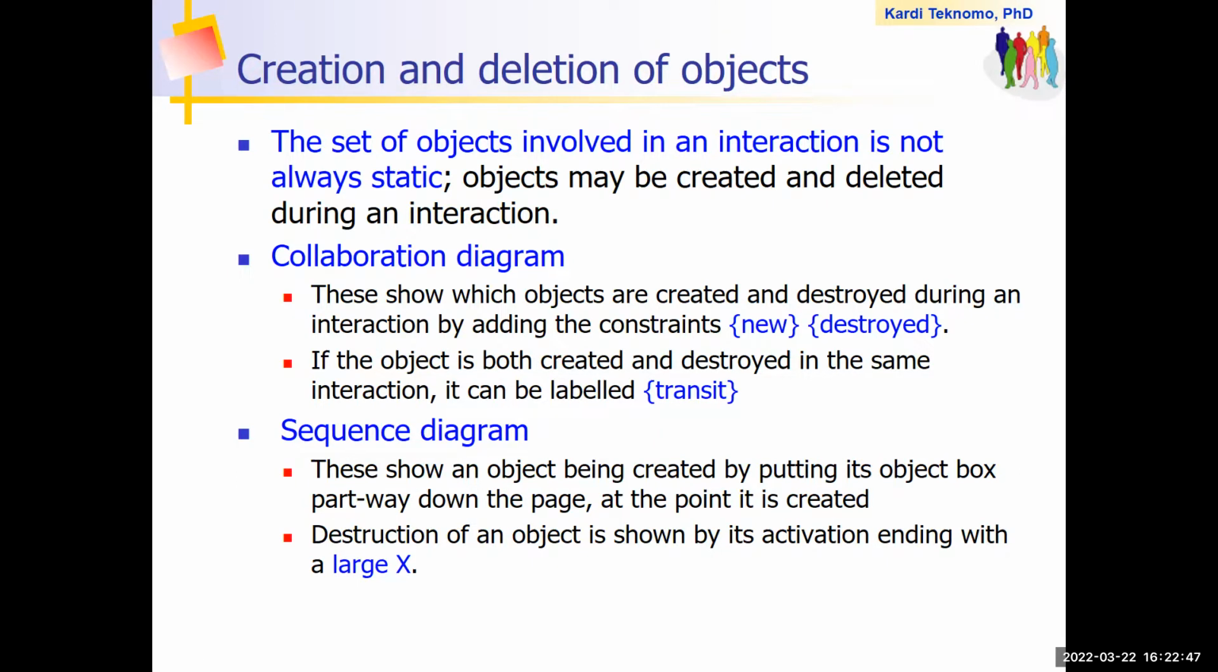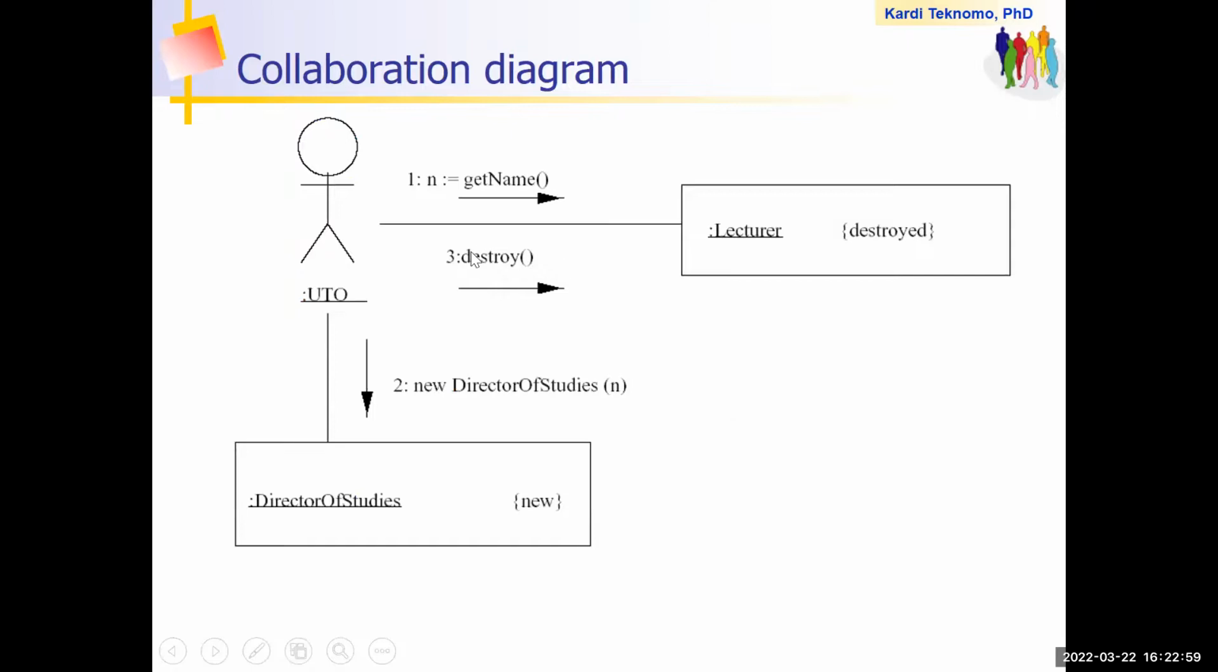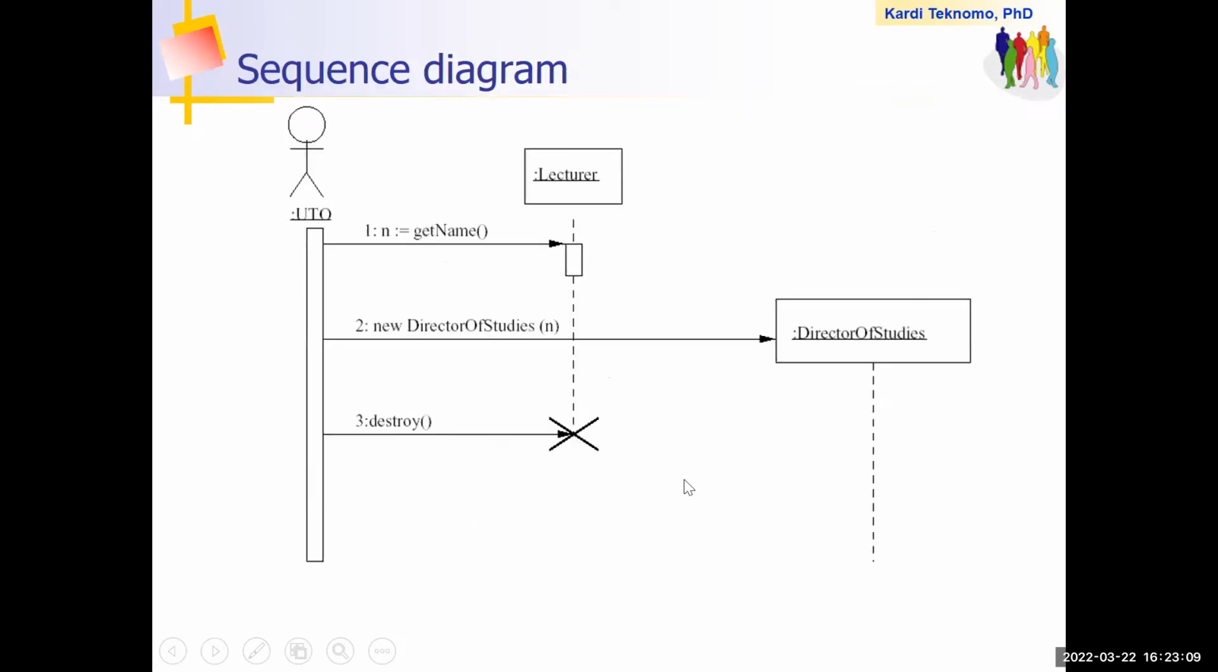You can also tell when the object is created, when it's deleted, using the lifeline of the collaboration diagram or the sequence diagram. So example here, the object is destroyed, so you just put destroyed. Or this is new, so you can tell this is new in the collaboration diagram. In the sequence diagram, you just put destroyed, so no more. So you can put new or destroyed, say new director of studies.